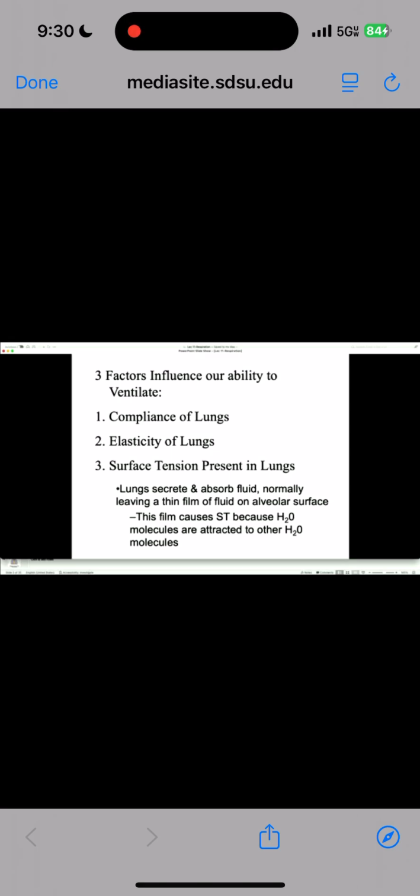The third thing that will affect ventilation is going to be surface tension present in the lungs. Now, I will tell you there are two locations of water in the lungs. We have about 3 mils of water in the pleural sac, in the serous membrane. We're not talking about that right here. We also have the water that is in the alveolar sacs that is part of that humidity, making sure that we don't have osmosis. And because we do absorb and secrete some water, especially in the conductive zone, we have a thin layer of water on the alveolar surface.